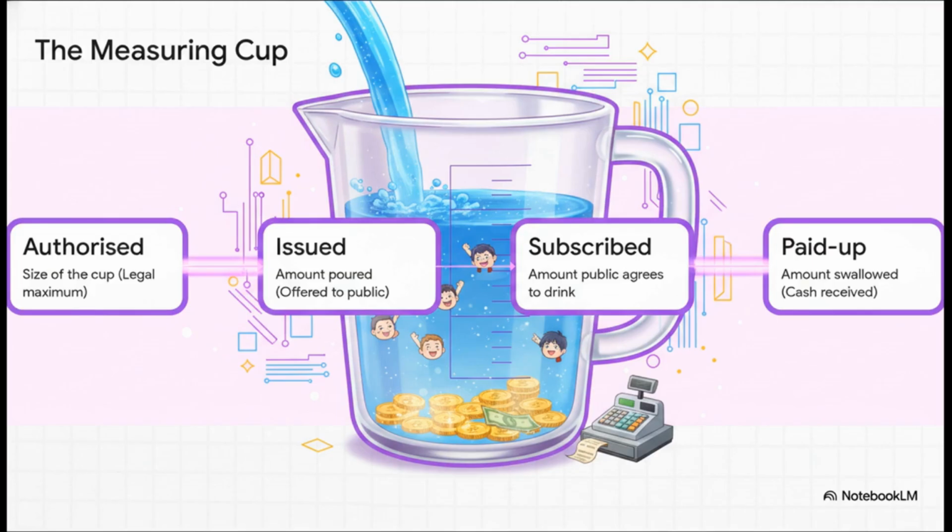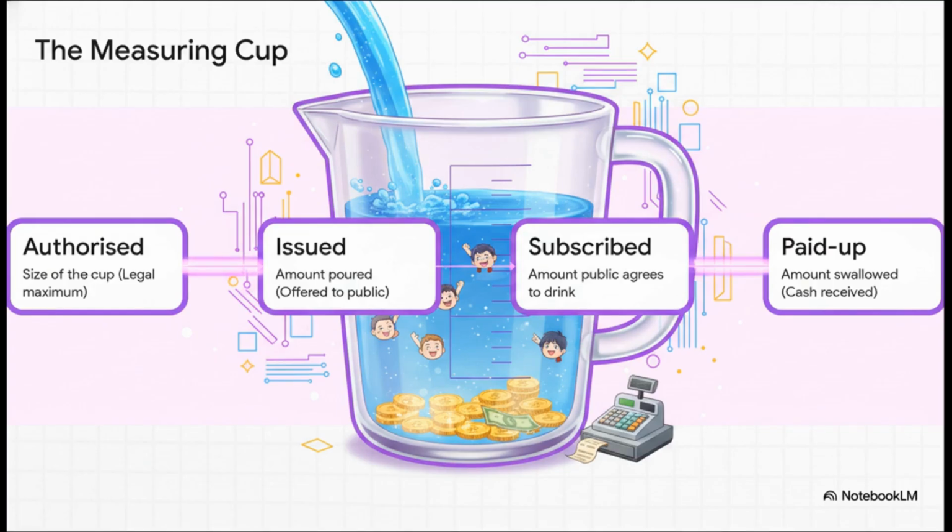Let's walk through this whole journey, from incorporation all the way to actual cash in the bank. Step 1 is authorized capital. Think of this as the size of the cup itself. It is the absolute legal maximum the company is allowed to hold. Step 2 is issued capital, which is the amount of liquid you actually decide to pour into that cup to offer up to the public.